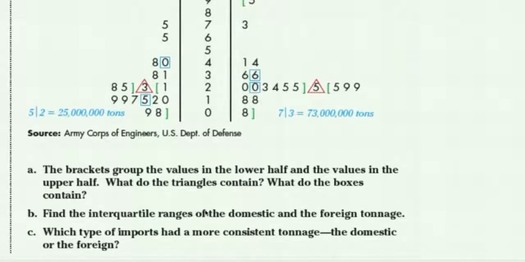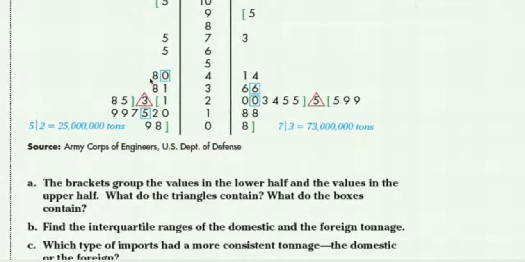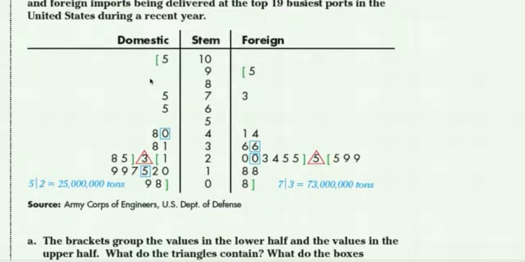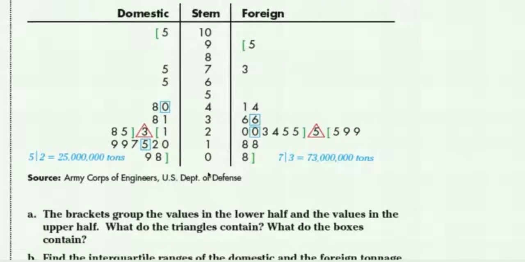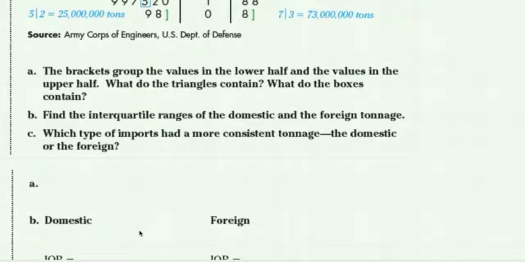And letter B, find the interquartile ranges of the domestic and foreign tonnage. And letter C, which type of imports had more consistent tonnage, domestic or foreign? Okay, let's answer letter A again. The triangles, in this case, will contain the median. What do the boxes contain? The boxes will contain our quartiles, upper and lower quartiles.